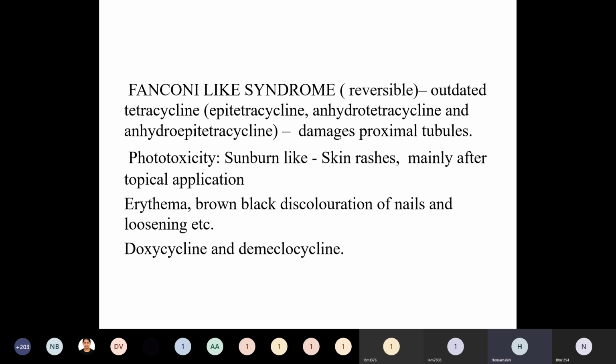Then the next adverse effect is phototoxicity. Sunburn-like reactions, skin rashes, mainly after topical application. If the patient is exposed to sunlight, it induces phototoxicity: erythema, brown-black discoloration of the nail and loosening, etc. Doxycycline and demeclocycline produce more phototoxicity.